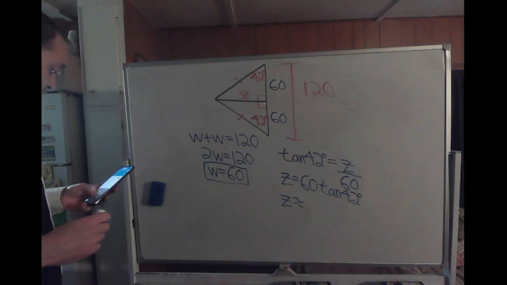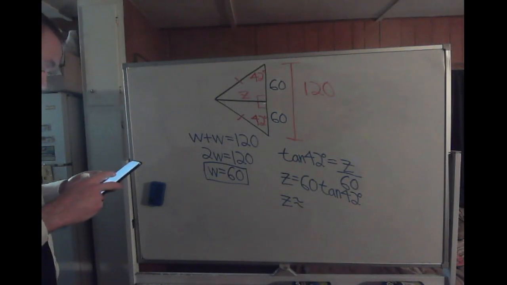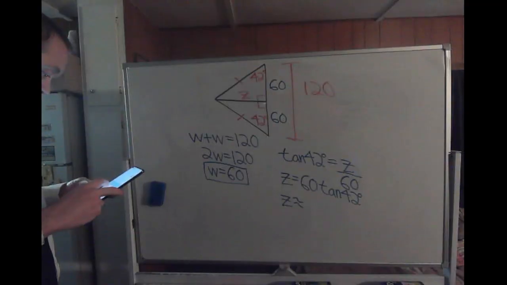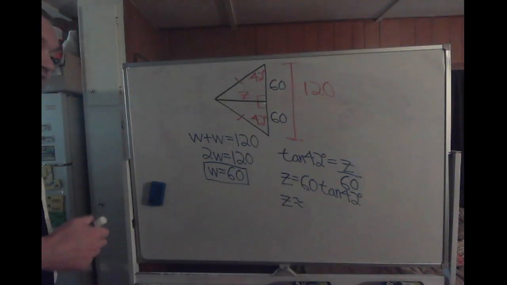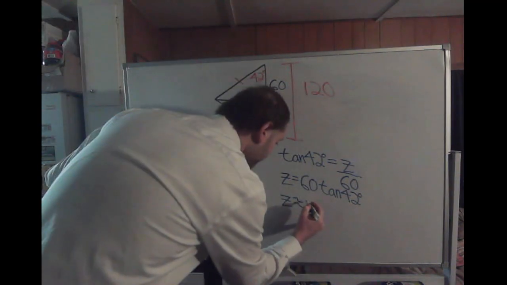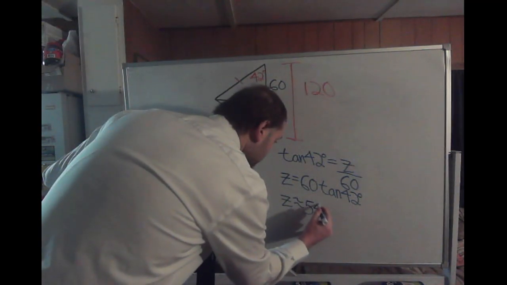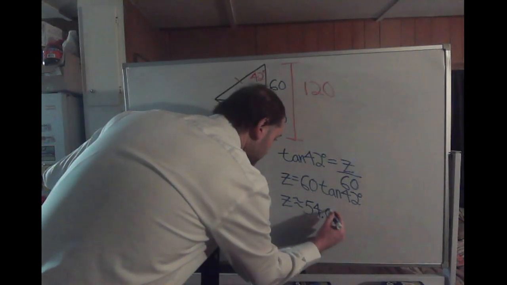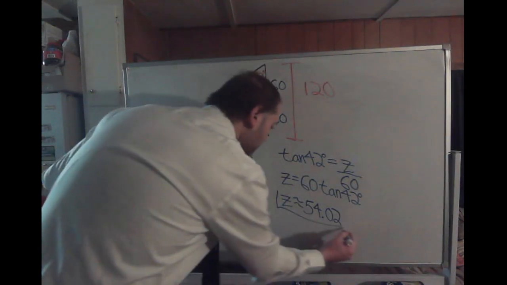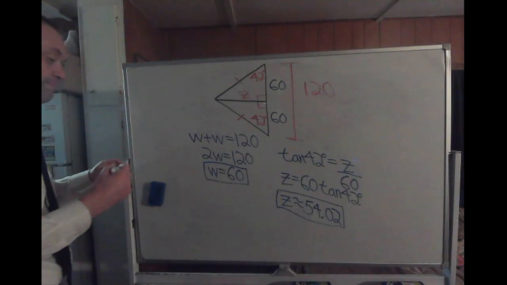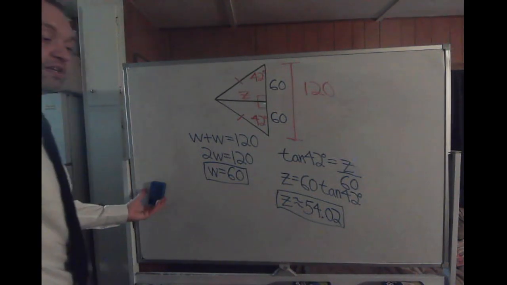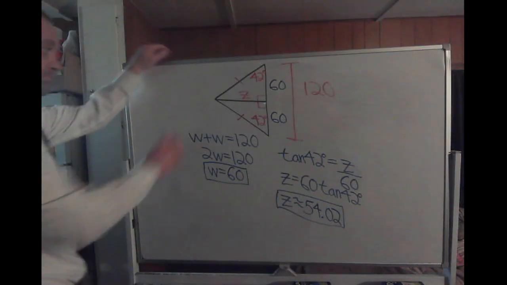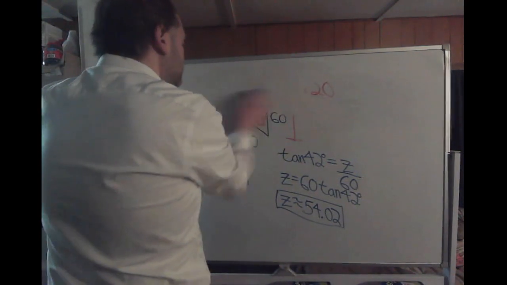So let's go ahead and do that real quick. It's approximately equal to 54.02. So the length of Z is approximately equal to 54.02. Okay, so W has length 60, Z has a length of approximately 54.02. 5 more exercises, then we're done with the lesson.